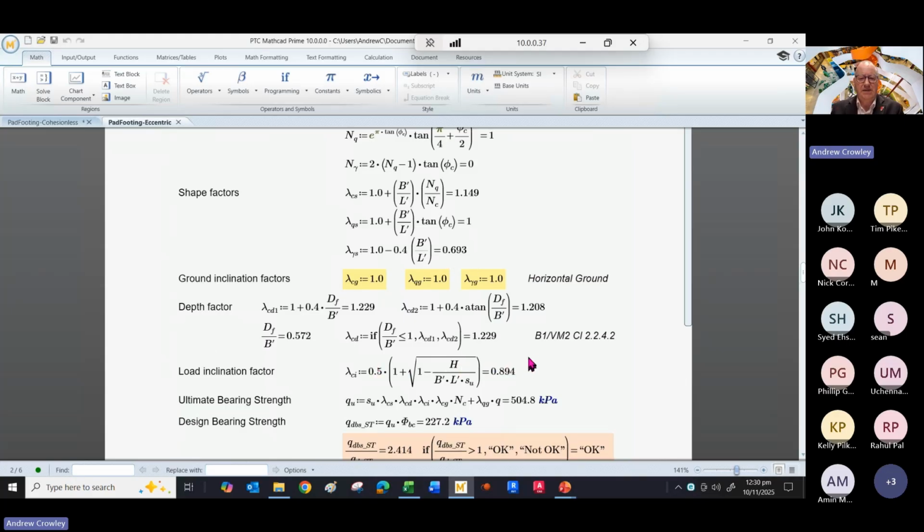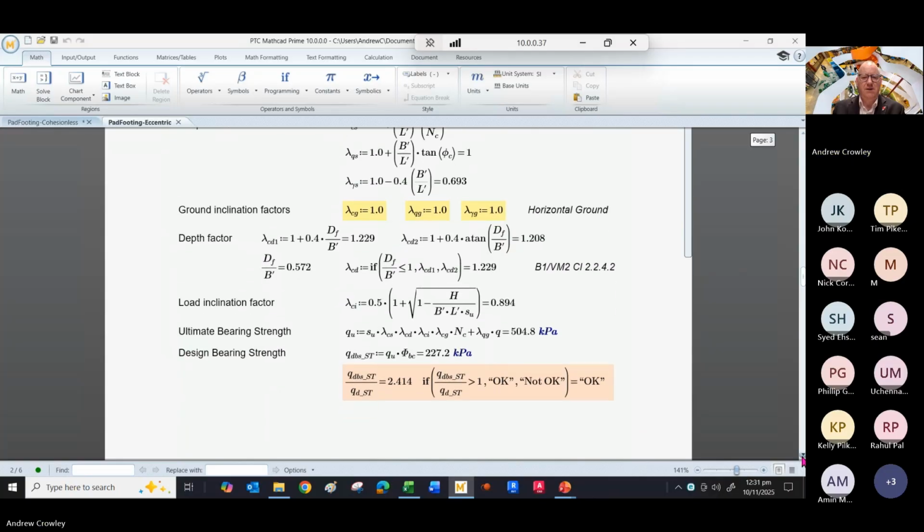We've got our depth factors, and again we check, depending on the ratio of the depth to width, which factor to take. And then we've got our ultimate bearing strength as QU as 504 kPa. So our design bearing strength is 227. It's bigger than the applied, so we've got a utilization ratio that's fine.